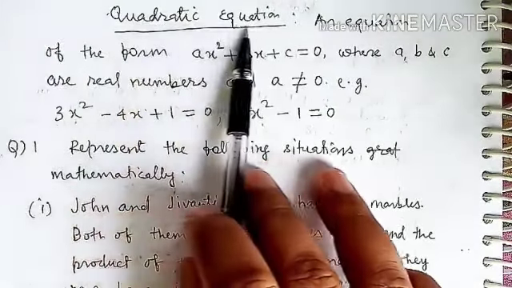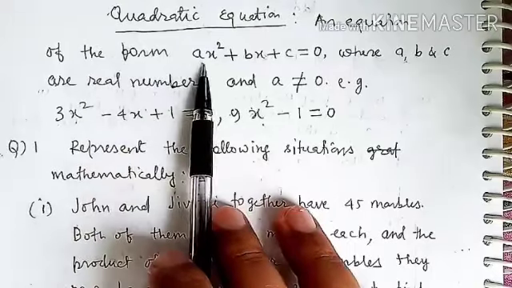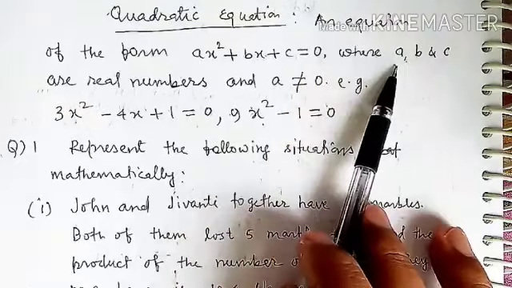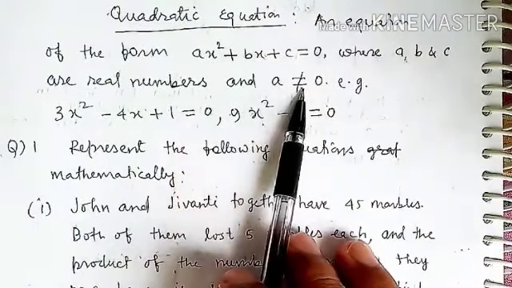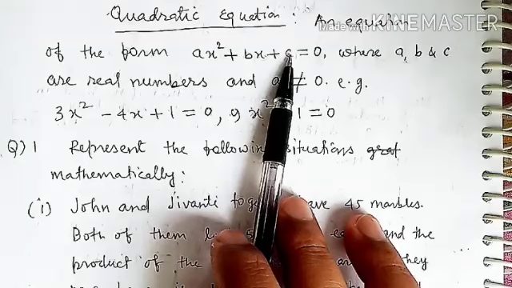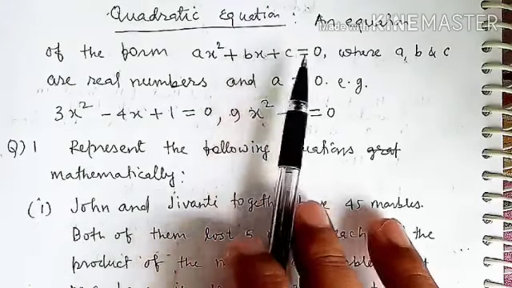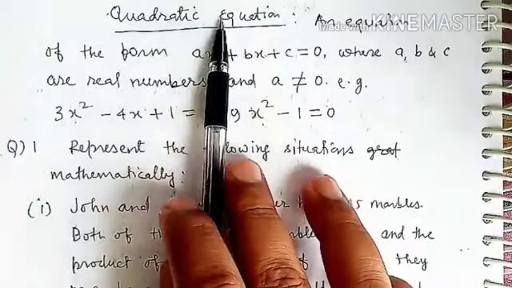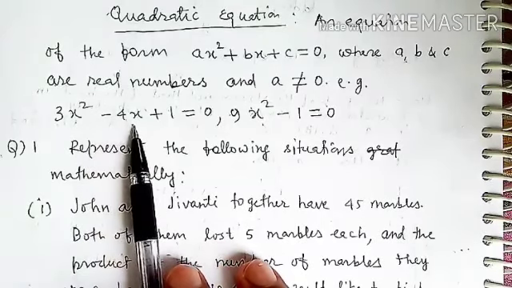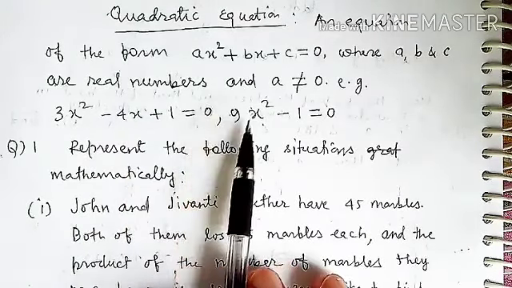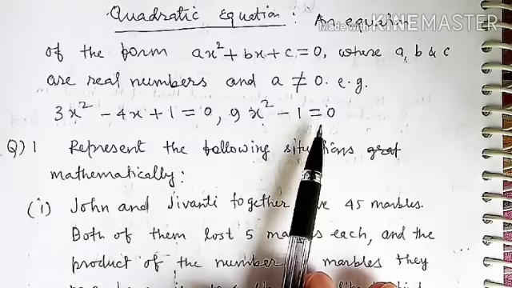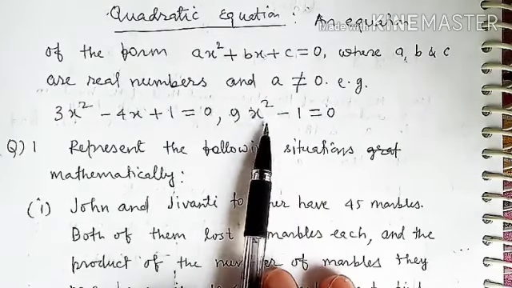Now, quadratic equation. An equation of the form ax square plus bx plus c is equal to 0, where a, b and c are real numbers and a is not equal to 0. You know that this is a quadratic polynomial, and if we put the quadratic polynomial equal to 0, then we get a quadratic equation. For example, 3x square minus 4x plus 1 is equal to 0. 9x square minus 1 is equal to 0. This is also a quadratic equation with b equal to 0.